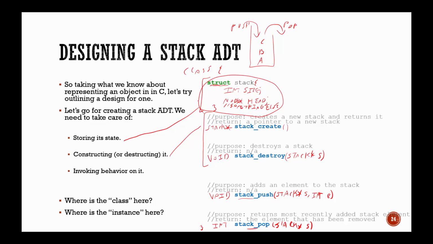All right. So that's kind of how things are working right now. Hopefully you can see there's this idea of a class here and an idea of an instance here. That's what we're looking at right now. And if we have this, we'll be able to create objects in our C program by calling that stack_create function.